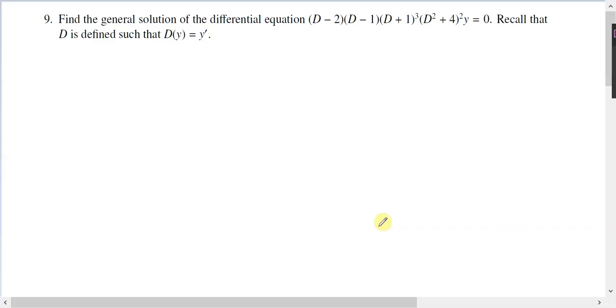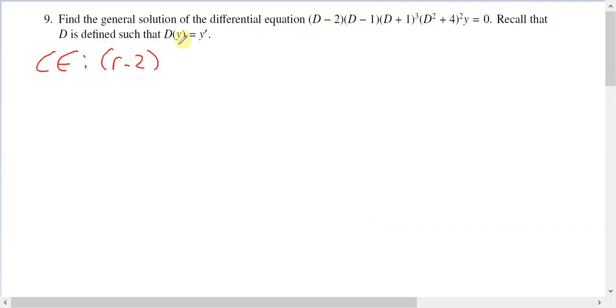Number 9, we're given this differential equation using this operator notation of capital D, which I could multiply all this out and get a horrible looking differential equation, but that would be a big mistake, because this is what my characteristic equation is going to look like. It's still a constant coefficient differential equation, so my characteristic equation is going to be exactly how this is factored.